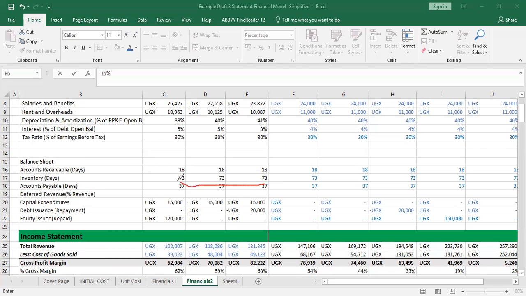For those of you who don't have inventory, you don't, but from all the businesses I've seen, all of you seem to have inventory, okay? So inventory days is how long your product takes before it is sold, okay? And okay, we are continuing.